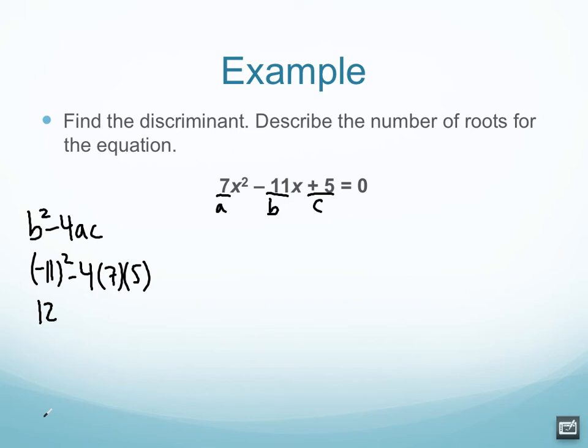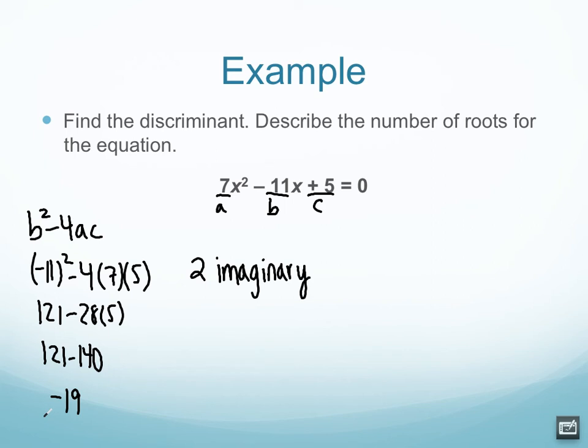Negative 11 squared is 121. 4 multiplied by 7 is 28. So we have 121 subtract 140. 28 multiplied by 5 is 140. This ends up being negative 19. Because we're taking the square root of a negative, we're going to have two imaginary solutions. You don't actually have to find them, you just have to be able to describe to me what they are.